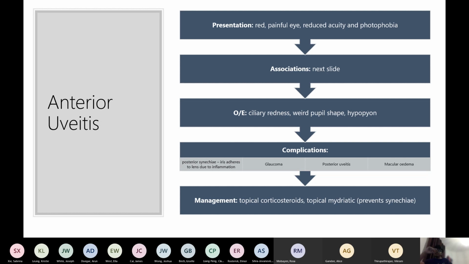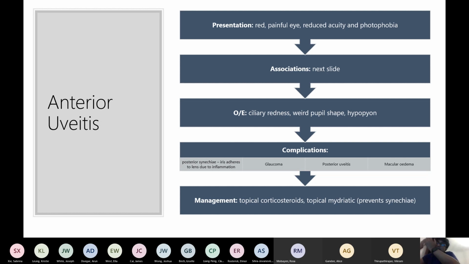What are the complications of anterior uveitis? There's a few important ones. I mentioned one of them just now. Any idea what the other ones are? So important ones to think about. Posterior synechia, where the iris adheres to the lens due to the inflammatory processes, can cause glaucoma.